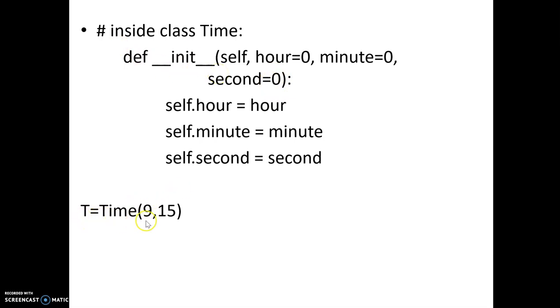That means t dot hour is 9, t dot minute is 15, and t dot second is 0. This is how the init method is invoked when you create an object for that particular class, and similarly you can follow the init method for any of the classes.